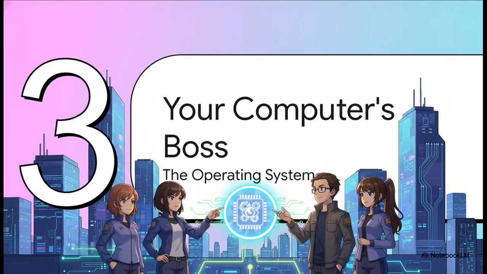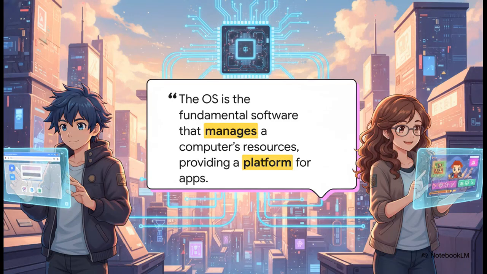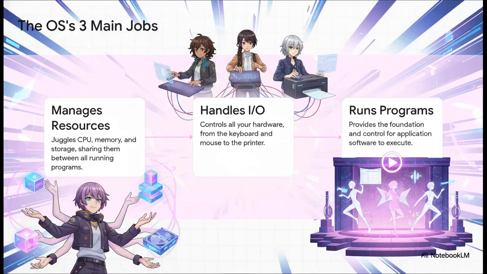Okay, so out of all those tools in the kit, one of them is the undisputed boss, the big kahuna. And that is the operating system, or as we all know it, the OS. I love how our source material puts it. The OS is the fundamental software that manages a computer's hardware and software resources. It's basically the master controller, right? The essential go-between that lets you and your apps talk to the physical hardware. It sets the stage so that everything from your web browser to your favorite game has a stable platform to run on.